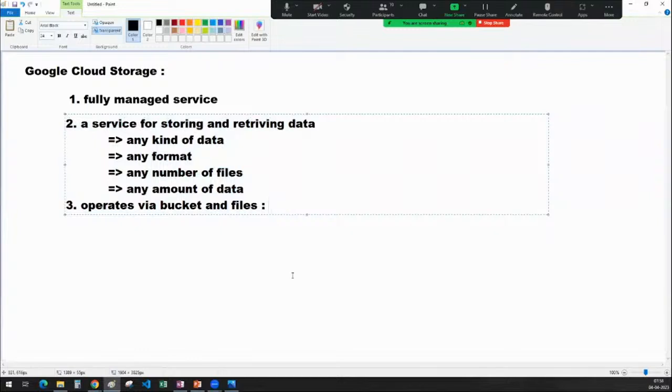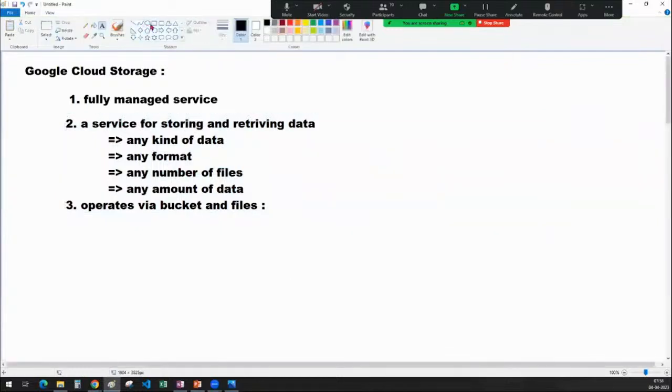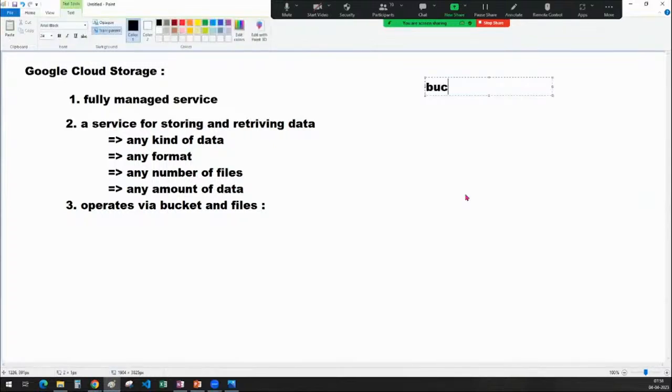Sir, what is a bucket? A bucket is a container. The terminology is this one, sir. A bucket is nothing but a container. If you do not know what a container is, you can also think of it as your folder. A bucket is nothing but a container, and the terminology for the object is nothing but a file of any format. Okay, so this is the terminology, sir. Now you will understand.